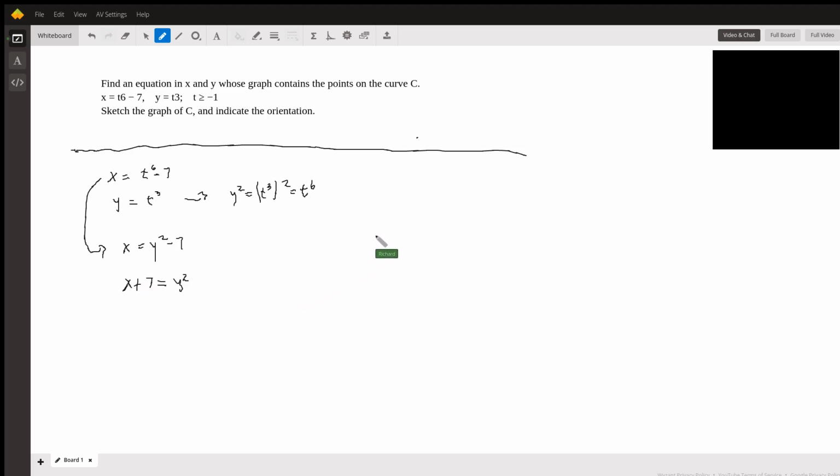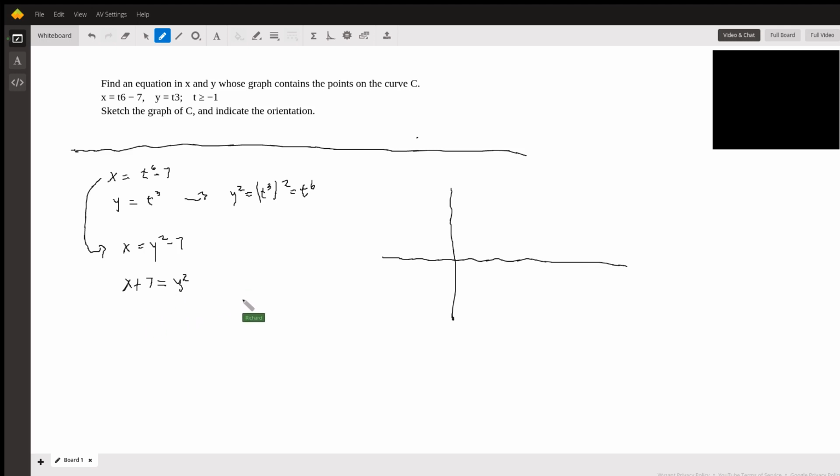Okay, so this might be a little weird. You can see that it's a parabola. I mean, one of the variables is squared, the other is not, except you might be used to the vertical parabolas where x is squared and y is not. This is a horizontal parabola where y is squared and x is not. And you can see that just by plugging in some values, you can get a rough idea of what the graph will look like.